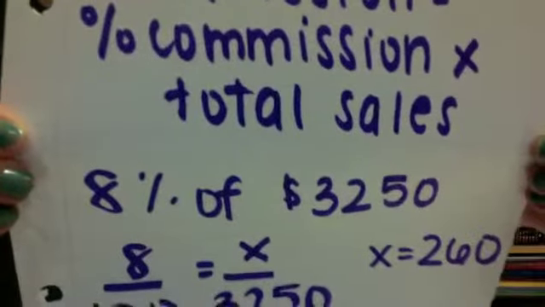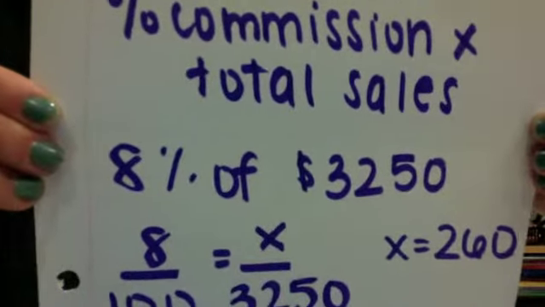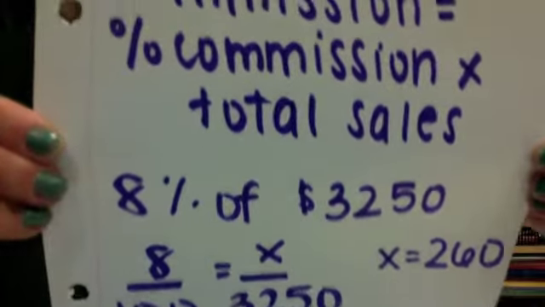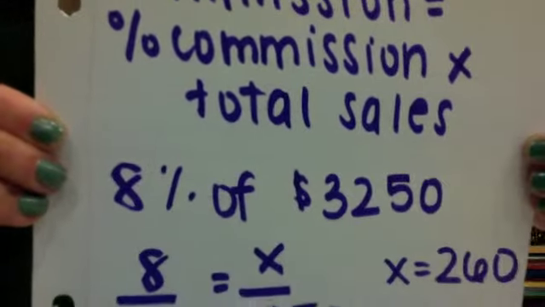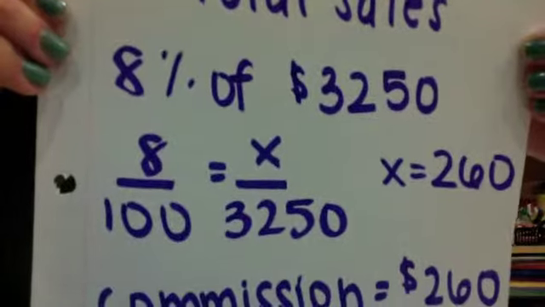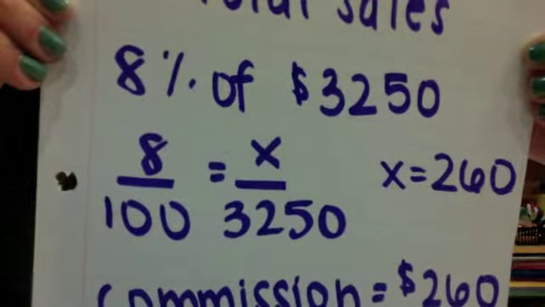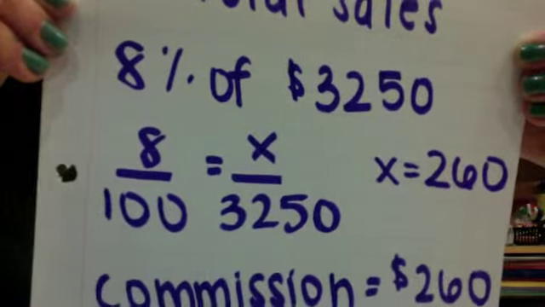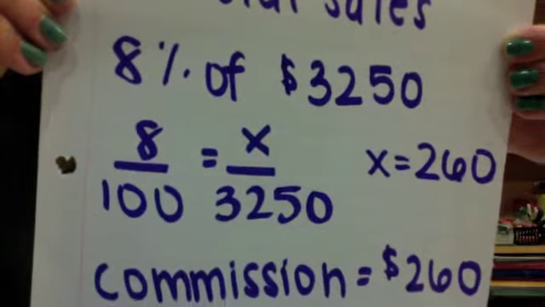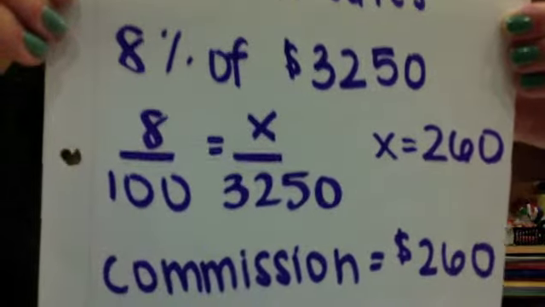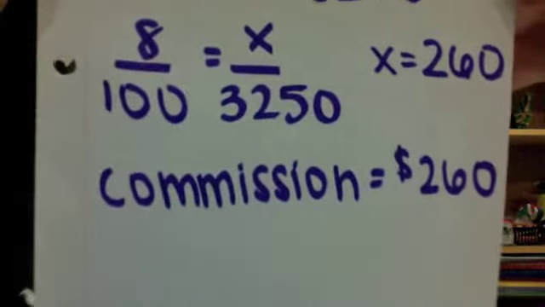The third is to find the commission, which is the amount of a person's pay that is a percent of the person's total sales. To find the amount of the commission, you set up the ratio of 8 over 100 equals x over 3,250. You cross multiply and find that x equals 260. So Michael earned a commission of $260.